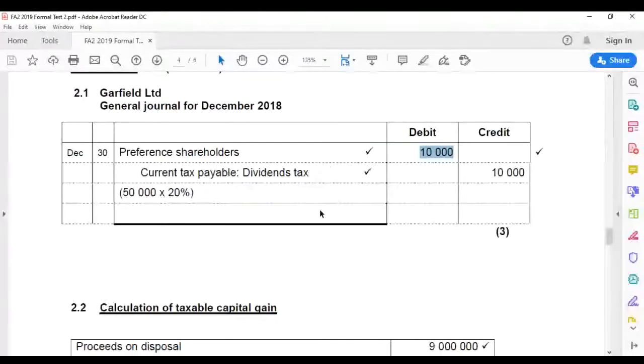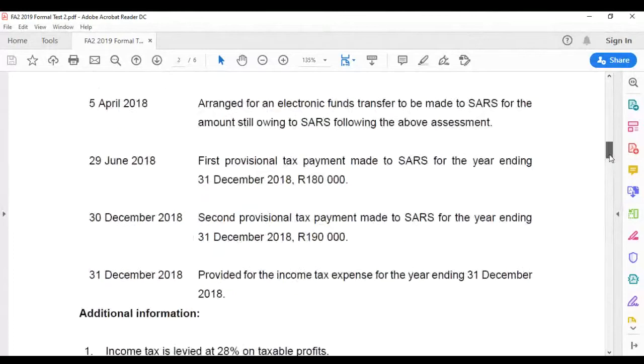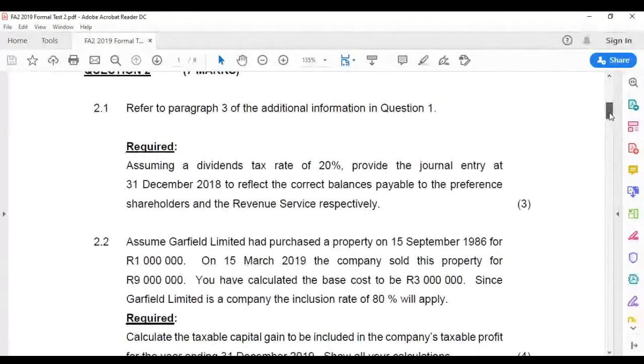You can raise your hands if you wish to ask a question. Okay, it seems like it's all clear so far. So let's go to the second part of question 2.